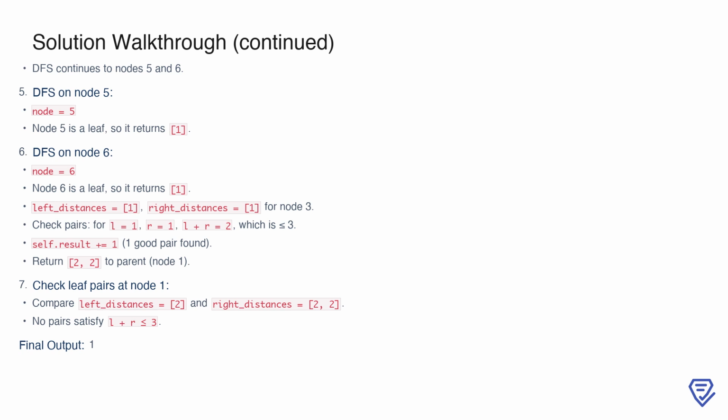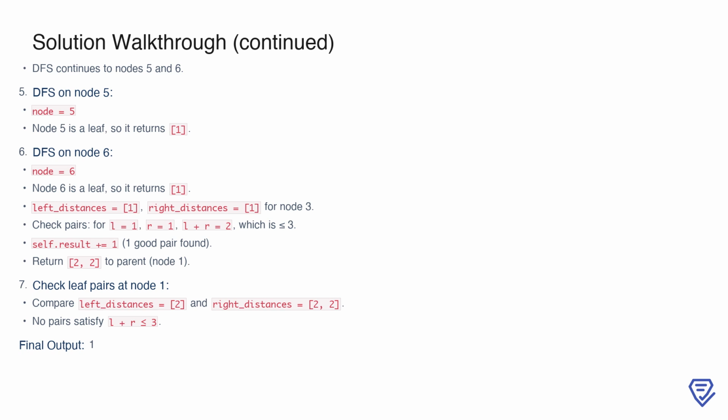Starting with node 5, we find that it is a leaf, so it returns 1. Similarly, node 6 is also a leaf, so it also returns 1. At node 3, we now have left_distances equals 1 and right_distances equals 1. We check all pairs of distances between the left and right children.